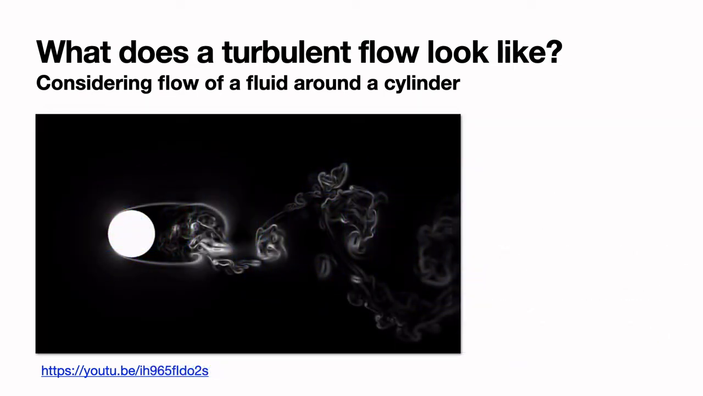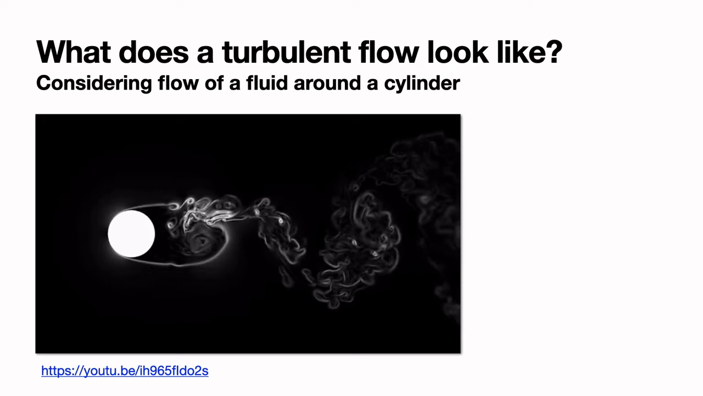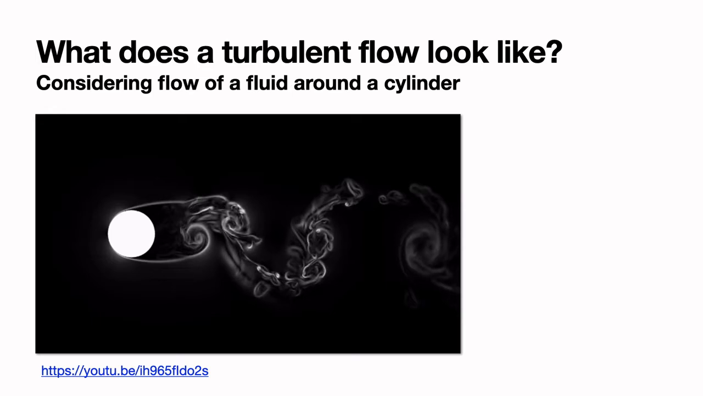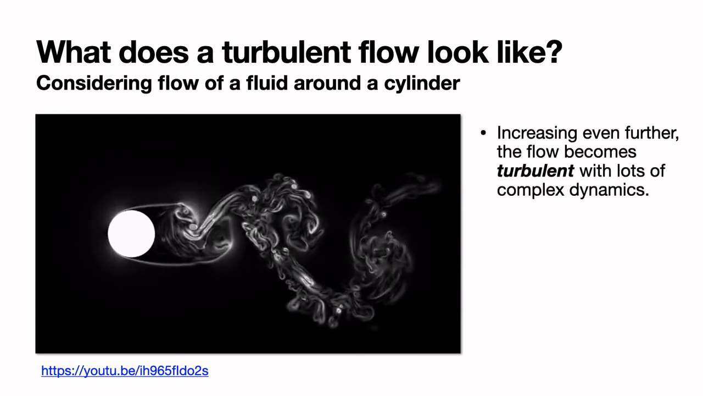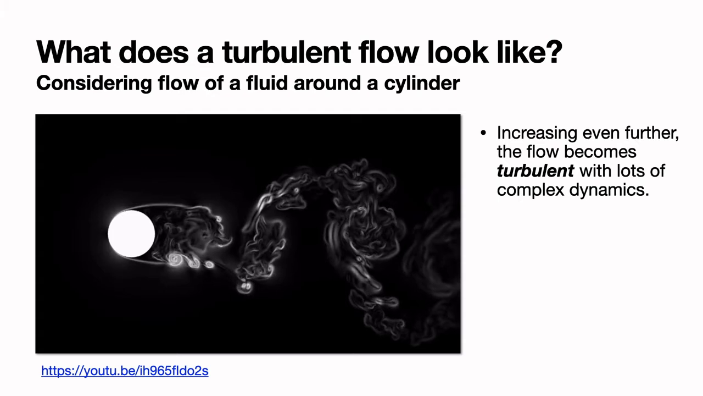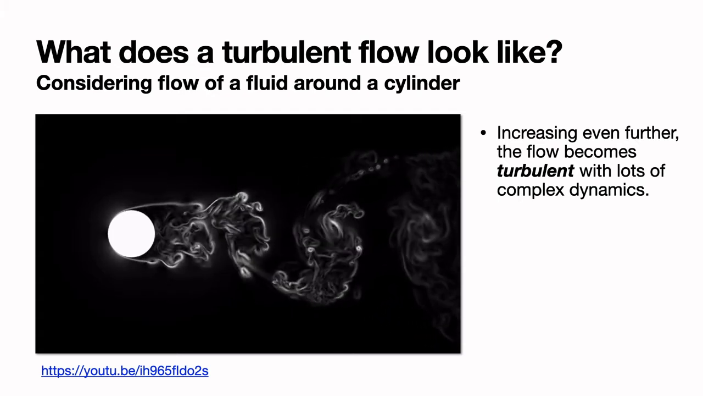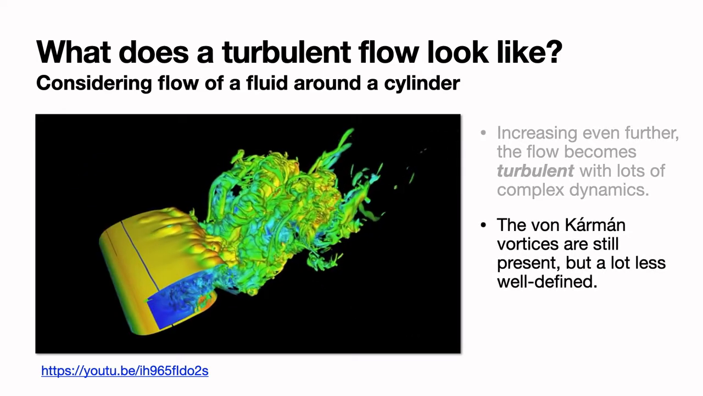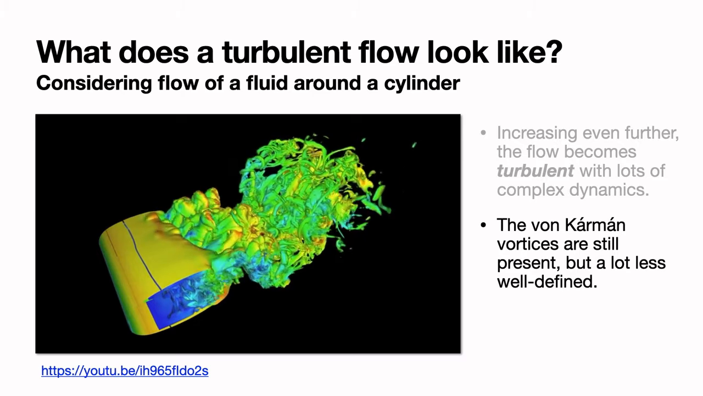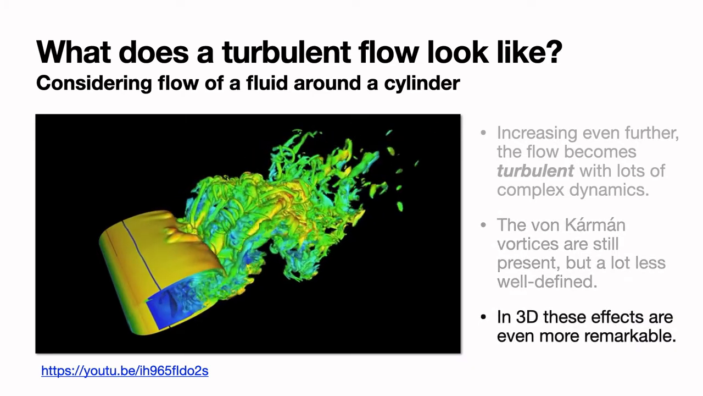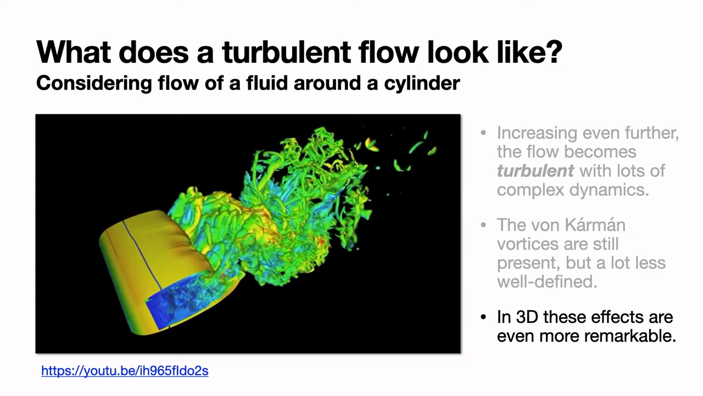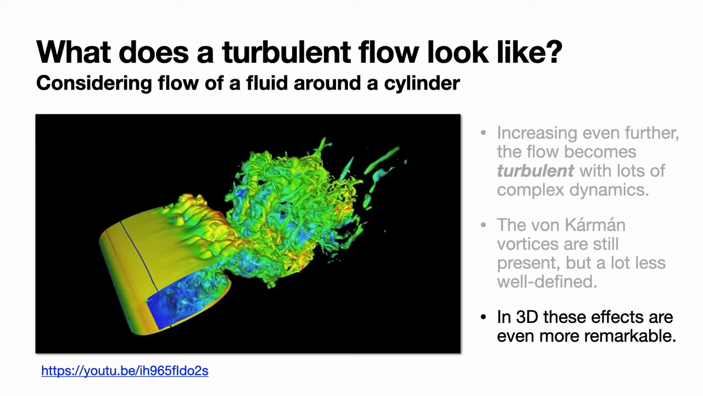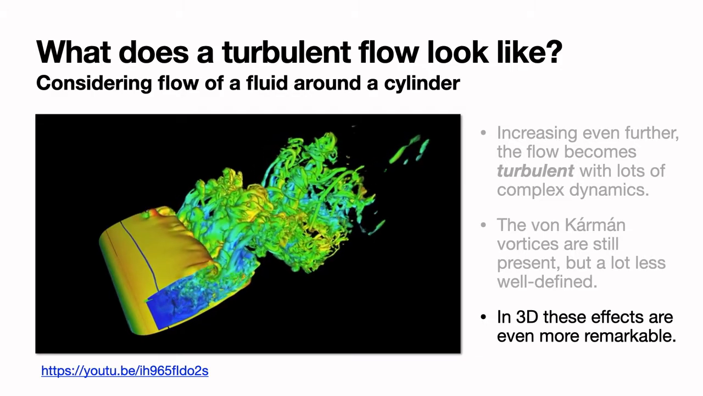So if we ramp up the fluid speed even more, what we see is that the fluid starts to become turbulent. We have a lot more chaotic motion here. So we have a lot more complicated dynamics. Things are looking really wispy, and there's lots and lots of different little vortices being shed all over the place. One thing we can see though, if you look carefully, is that those big von Karman vortices are still present, but they're just a lot less well defined. And actually, if you look at a full three-dimensional simulation, not just a cross-section like we were seeing before, but in the full three-dimensional space, you can see rather a lot of complicated behavior.